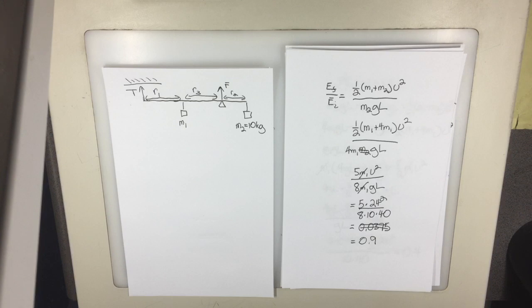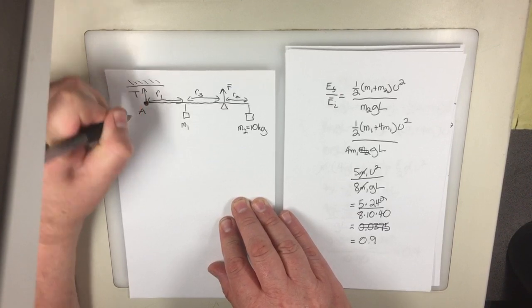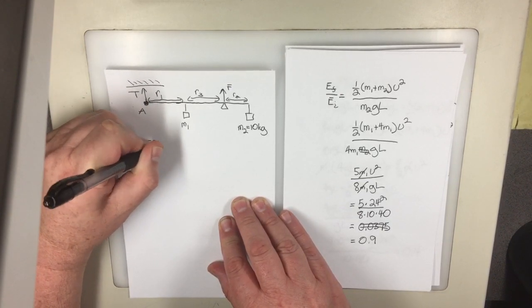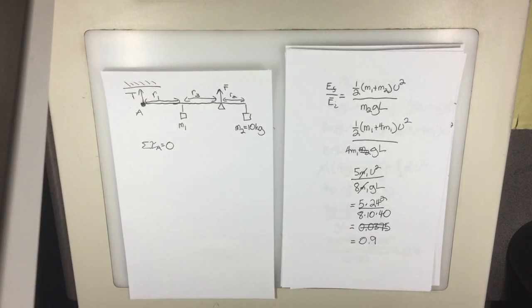All right, my two unknowns are M1 and T. So I need to pick something that will eliminate either M1 or T initially. I'm going to pick as my rotation point this one. The sum of the torques around A is equal to 0, because it's in rotational equilibrium. Why? Because it's doing nothing.